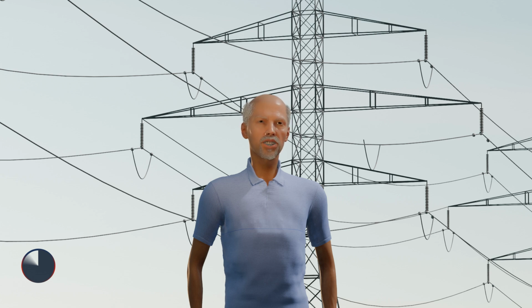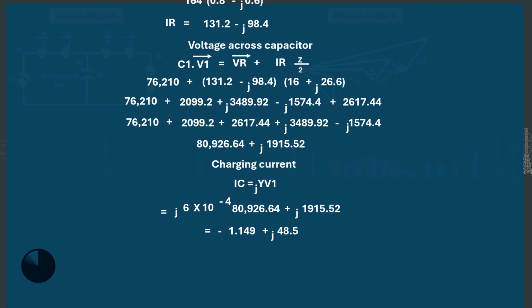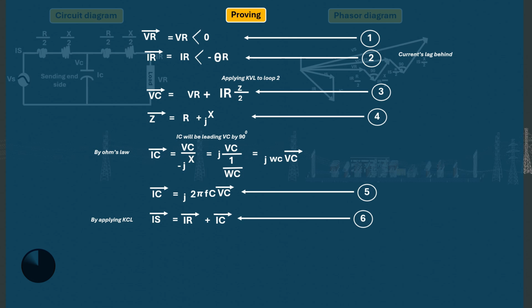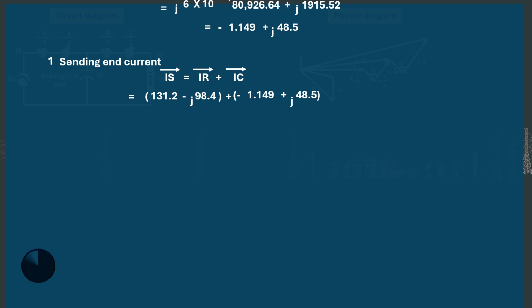Now that we have all the data we need, we should be able to calculate the sending end current IS. We can start applying the formula we derived from the equivalent circuit of the line and the phasor diagram of the line. In our case here, we will be using equation 6. Again, don't forget that we applied Kirchhoff's current law here. So the sending end current IS bar will be equal to IR bar plus IC bar. IR is 131.2 minus j98.4 plus IC, which is minus 1.149 plus j48.5. The resultant of those two will be 130.05 minus j49.9.